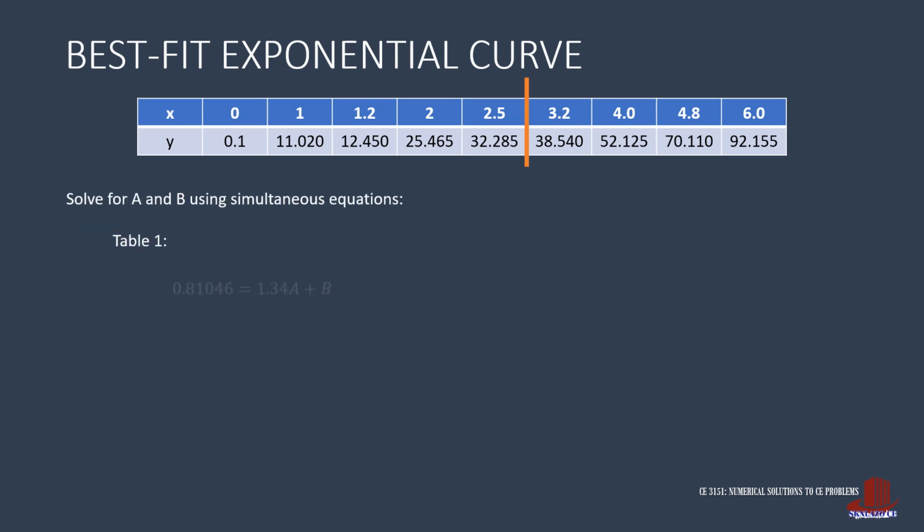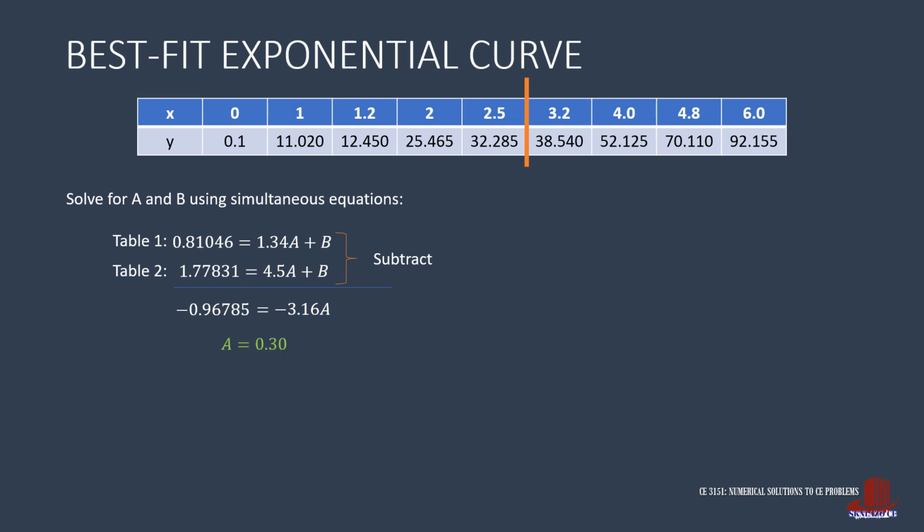Solve for a and b simultaneously from the two generated functions, and that is through subtraction, where we get negative 0.96785 as equal to negative 3.16a. A is then solved as 0.30628. This is capital A, and A is Euler's number E raised to 0.30628, giving A as 1.35836.